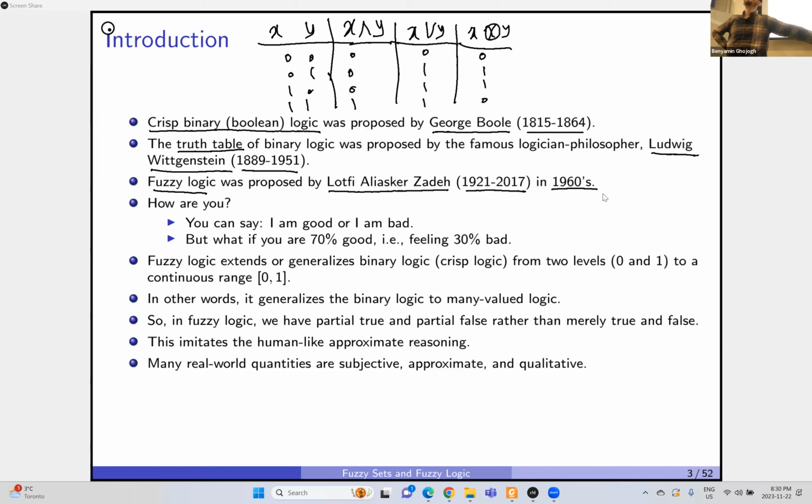Who was his PhD supervisor? A very famous guy whose students were more famous than him. One of the students of his professor was Kalman. Have you heard of the Kalman filter? So Kalman and Zadeh were both students of one professor. Can you imagine being a lab mate with Kalman? So then he became very famous by proposing fuzzy logic.